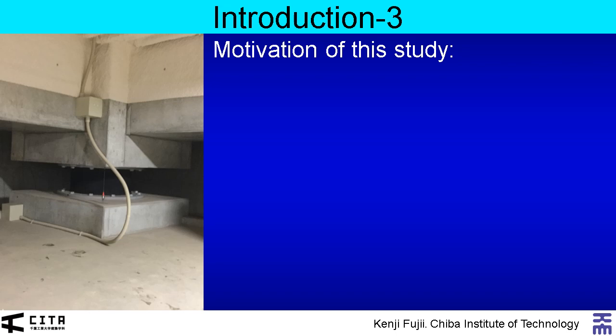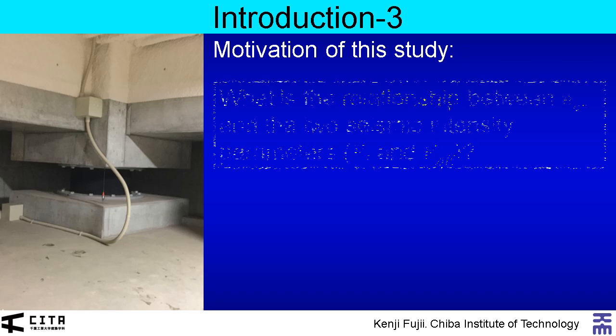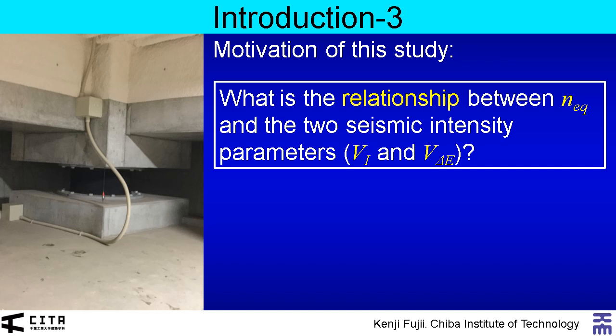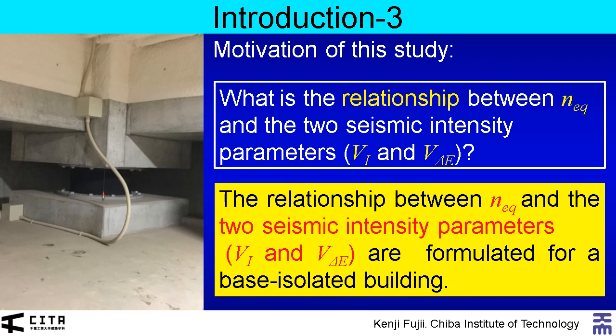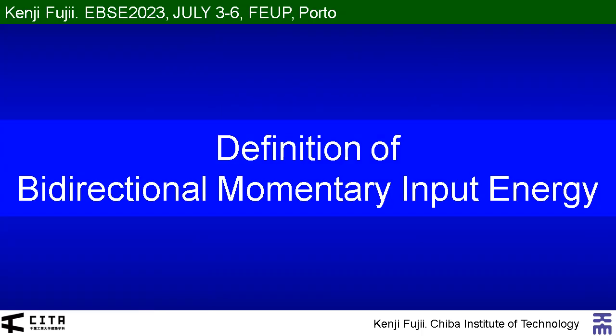So, the motivation of this study is: what is the relationship between the equivalent number of cycles and the two seismic intensity parameters? So, in this study, the relationship between the equivalent number of cycles and the two seismic intensity parameters are formulated for a base isolated building. So, I would like to explain the definition of bidirectional momentary input energy.